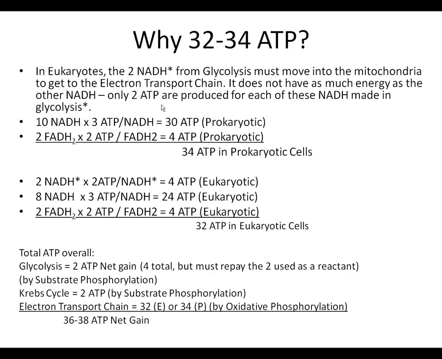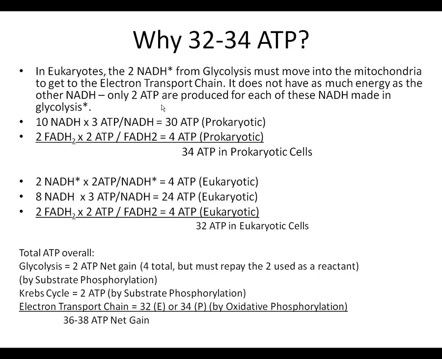So if we look here, we have 10 NADH in prokaryotic cells times 3 ATP. That gives us 30 ATP. We have 2 FADH times 2 ATP, and that gives us 4 ATP in prokaryotic cells. So we produce 34 ATP through the electron transport chain in prokaryotic cells.